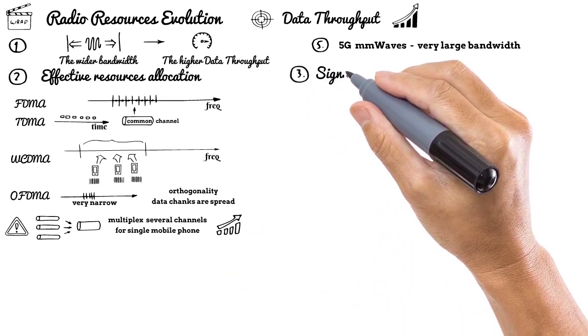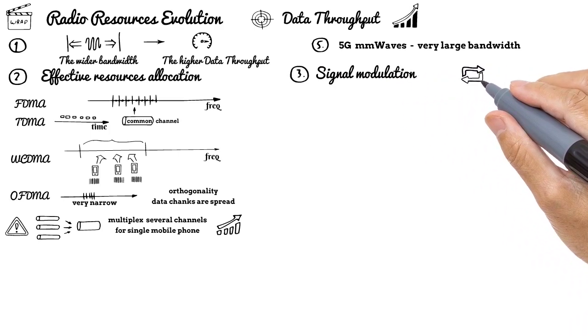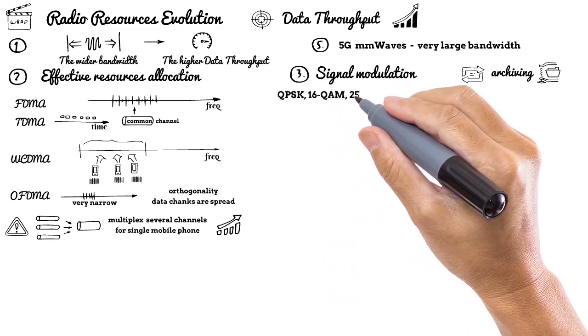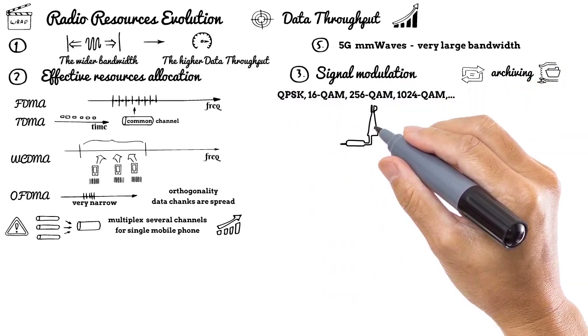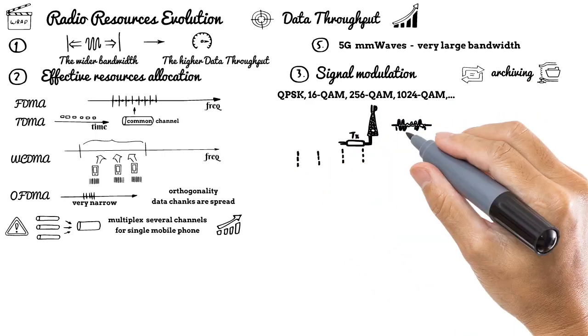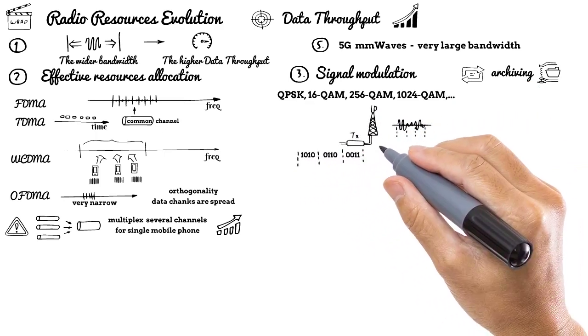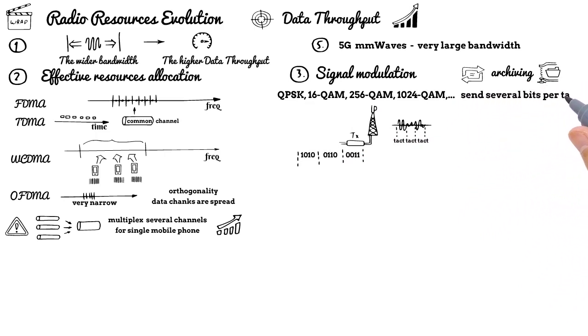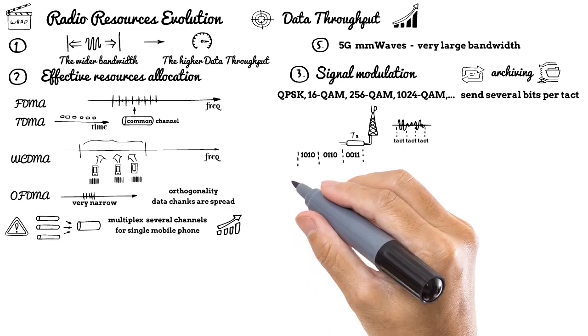The third topic was about signal modulation, which we analogically compared with information archiving. We mentioned that over time, QPSK, 16 QAM, 256 QAM, 1024 QAM, and other modulations became available, allowing us to send several bits per each tag, which in turn increases overall end-user data throughput.